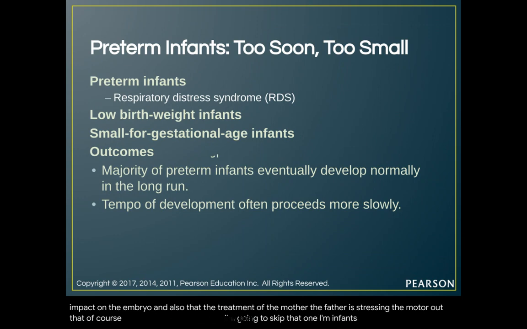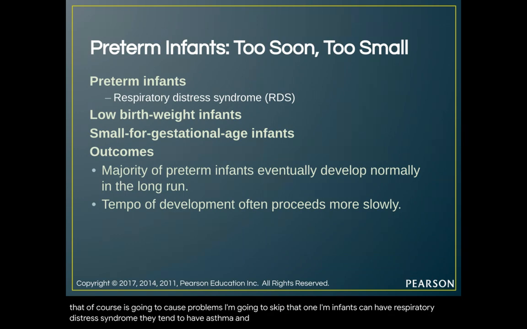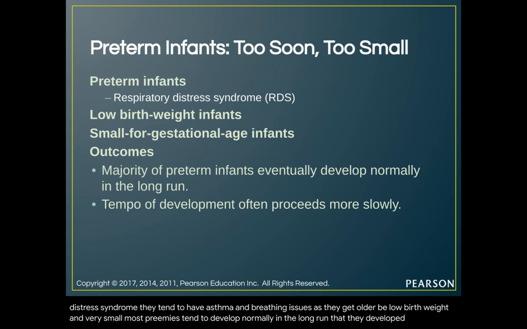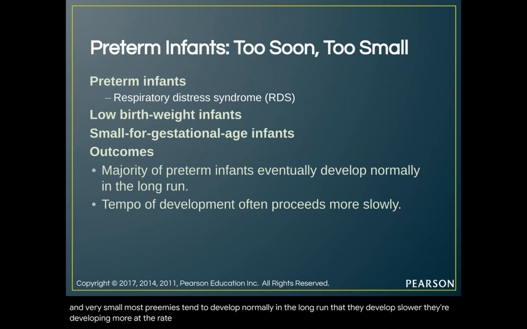Preterm infants can have respiratory distress syndrome. They tend to have asthma and breathing issues as they get older. They tend to be low birth weight and very small. Most preemies tend to develop normally in the long run, but they develop slower. They're developing more at the rate they would be if they were born full term versus preterm.